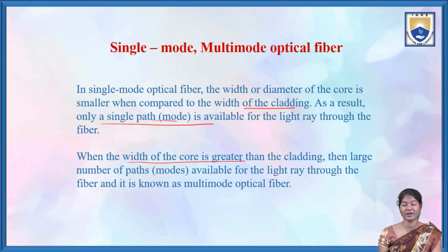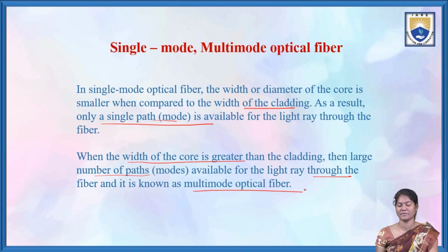When the width of the core is greater than the cladding, then a large number of paths are available for the light ray to travel through the optical fiber, and it is known as multi-mode optical fiber. So in single mode, the diameter of the core is smaller than the diameter of the cladding. This is for single mode.